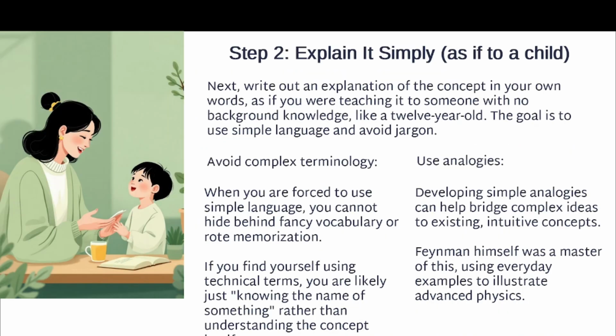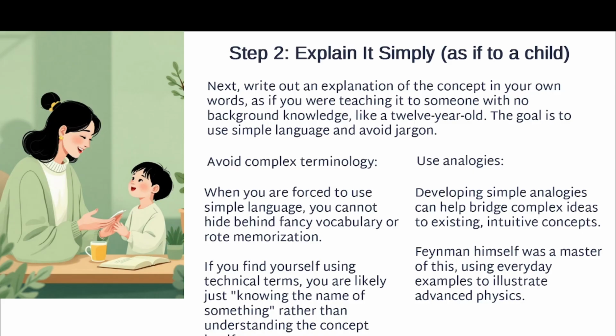Step 2. Explain it simply, as if to a child. Next, write out an explanation of the concept in your own words, as if you were teaching it to someone with no background knowledge, like a 12-year-old. The goal is to use simple language and avoid jargon. Avoid complex terminology. When you are forced to use simple language, you cannot hide behind fancy vocabulary or rote memorization.